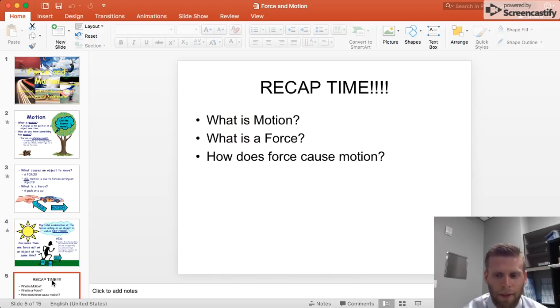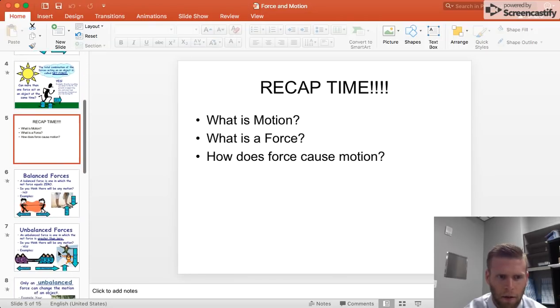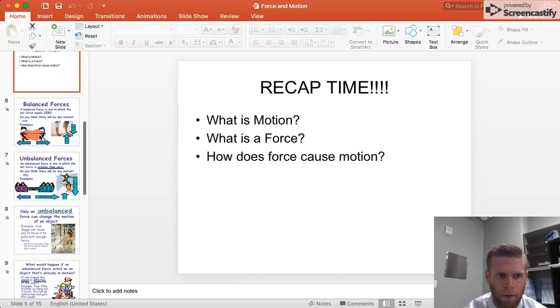Our favorite time of the day, recap time. What is motion? What is a force? And how does force cause motion? Please write that in your journal and be ready to share at any time.